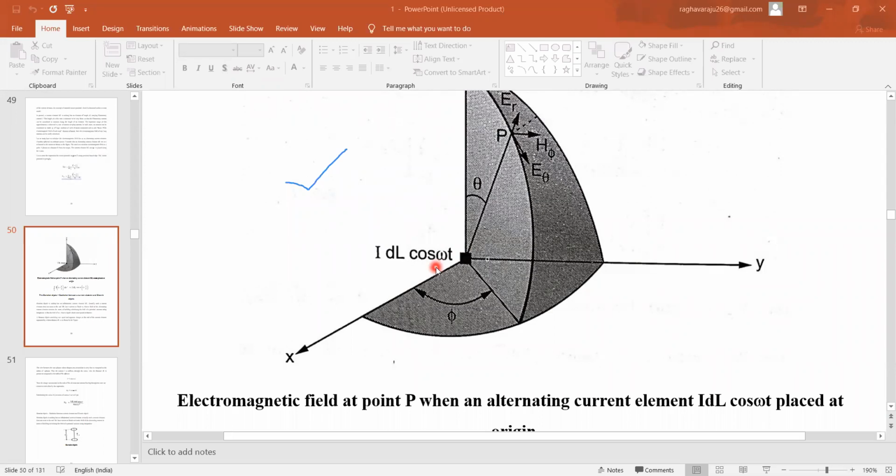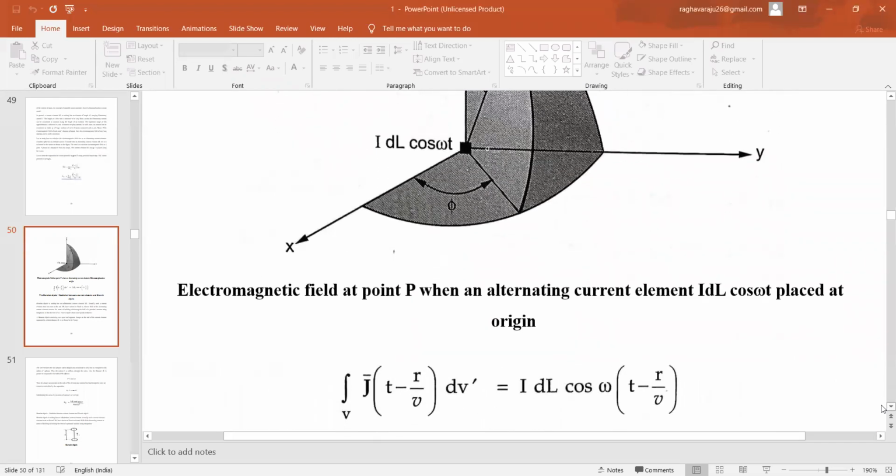We want the electromagnetic field at a particular point P when the alternating current element I dl cos omega t is placed at the origin. This is the Cartesian coordinate system x, y, z, where you place the element I dl cos omega t at the origin. For point P, the field components are E r, E theta, E phi, H r, H theta, H phi, as we know from our past readings.